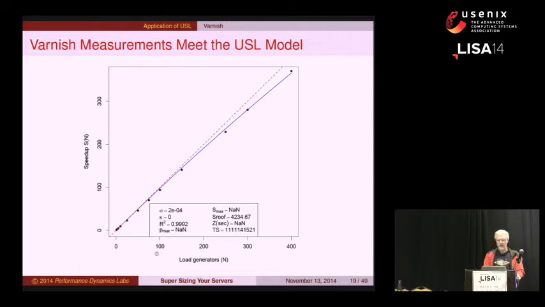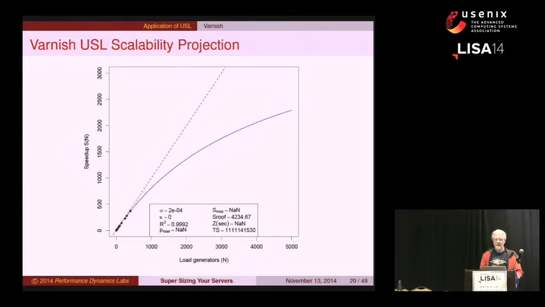Notice down here in the little legend that the sigma value is 2 times 10 to the minus 4. That's extremely small, which it has to be, because if it was bigger, it would fall away faster. So I'm expecting sigma to be small. It in fact is, and the kappa term, the coherency part, is 0. This fits with the notional claims I've seen describing Varnish. But now I have it quantitatively, and I can quantify its scalability in terms of sigma and kappa: a small number and a 0 number. That kind of jibes.